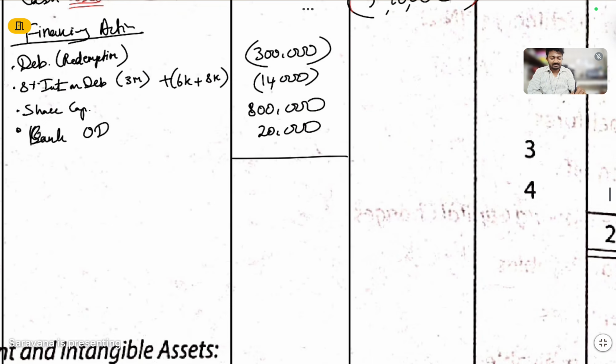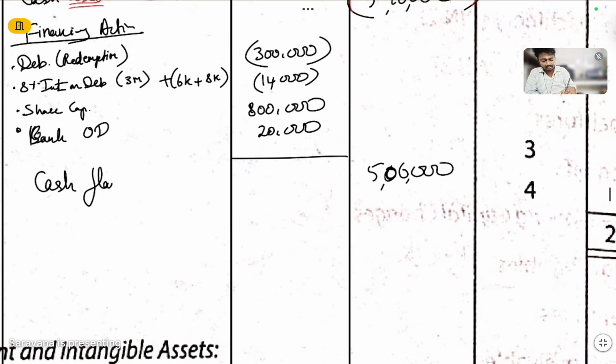8,20,000. From 8 lakh you subtract 3 lakh, from 20 you subtract 14. 8 minus 3 is 5, 20 minus 14 is 6. So 5 lakh 6,000. Okay, positive. So what is the answer here?